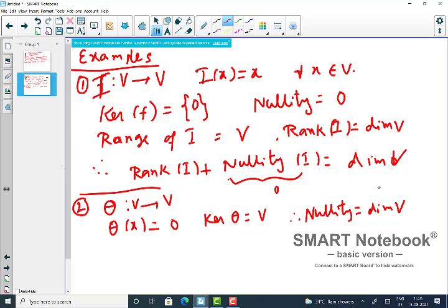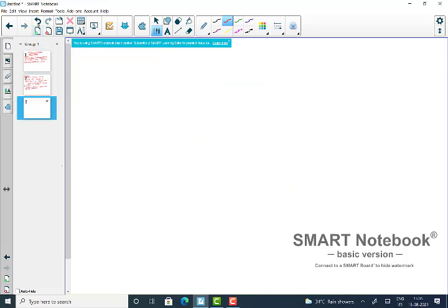So these two are extreme maps. In one case the kernel becomes the full V, in the other the range becomes full dimension. And here obviously you can see the range of theta is the singleton {0}, and hence the rank of theta is zero, and hence again it satisfies the Rank-Nullity theorem.